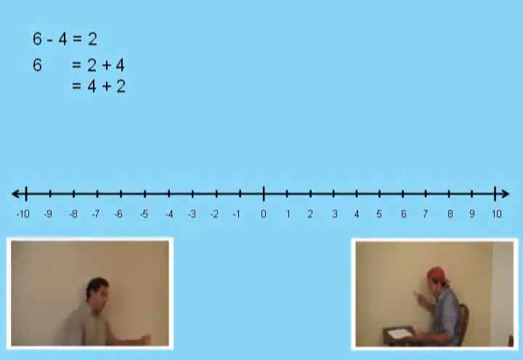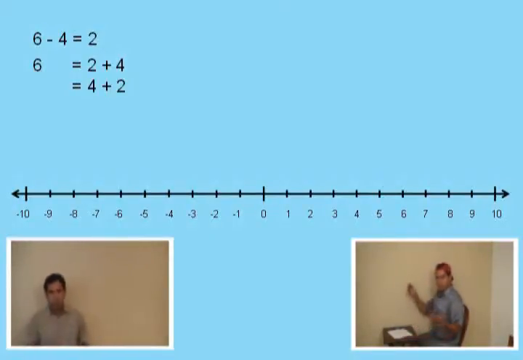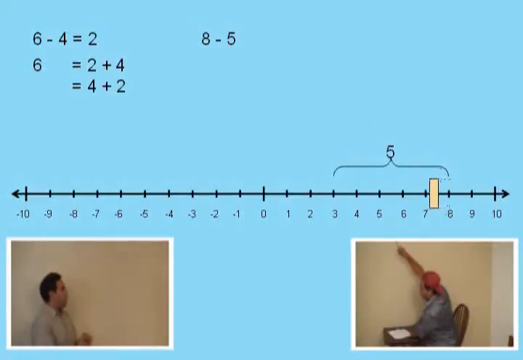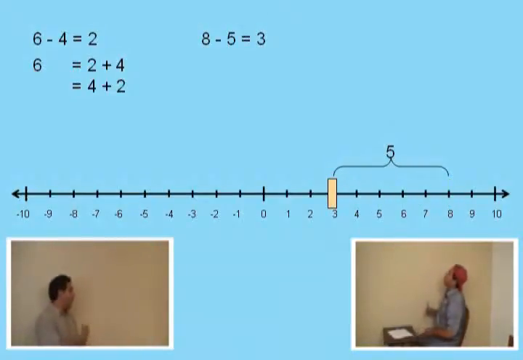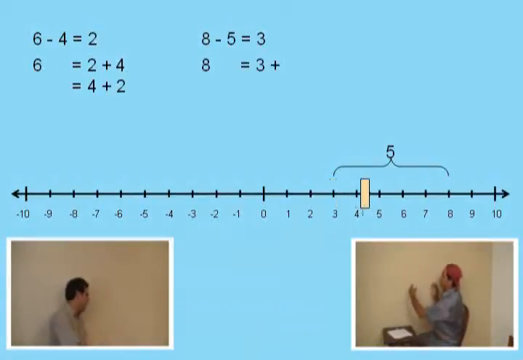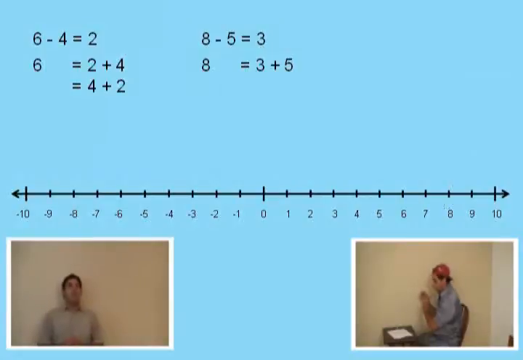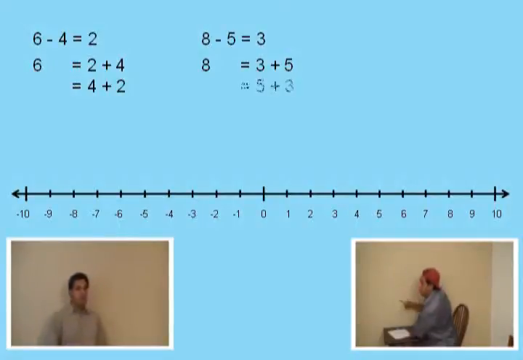Bear with me, Charlie, we're working up to something here. Now let's go to another subtraction problem. 8 subtract 5. 3. Very good. Now, what number do I add to 3 to get 8? 5. And now, by the commutative property for addition, 3 plus 5 is the same as? 5 plus 3. Very good.